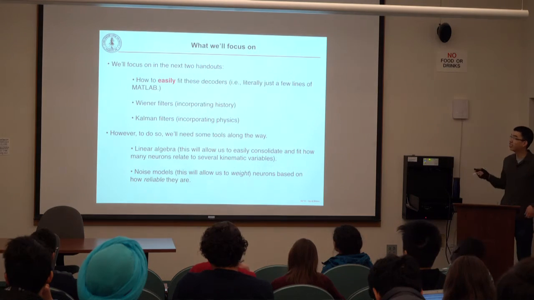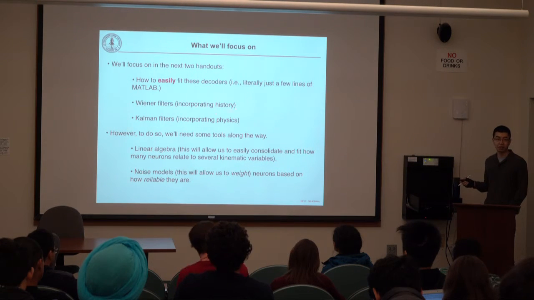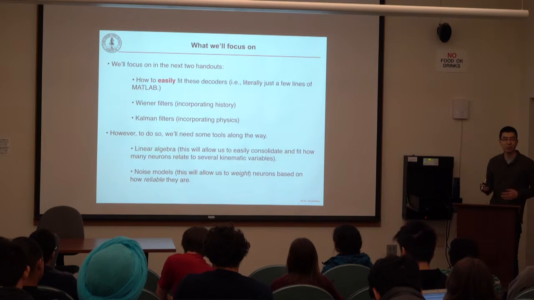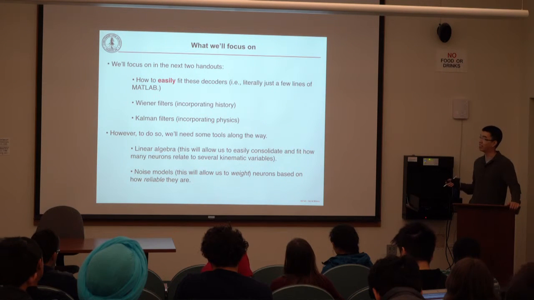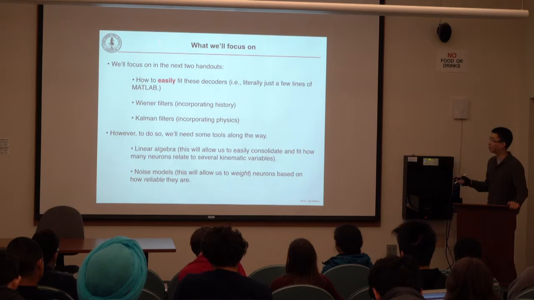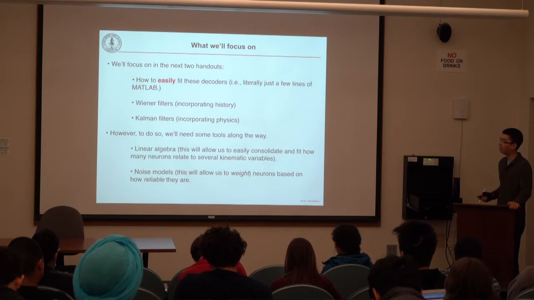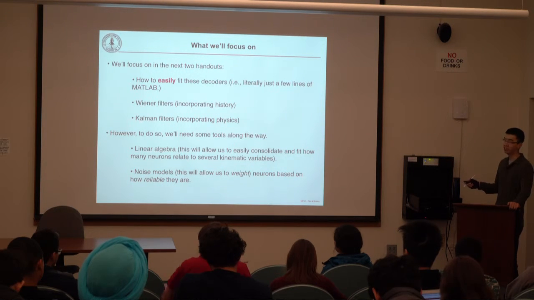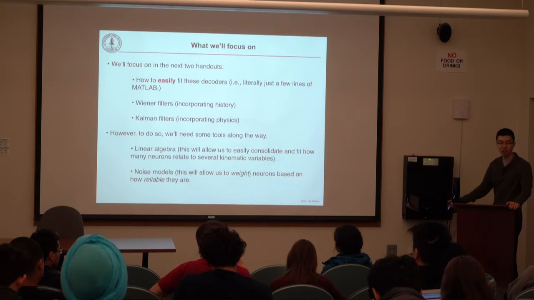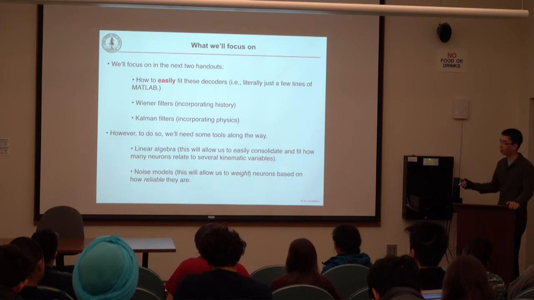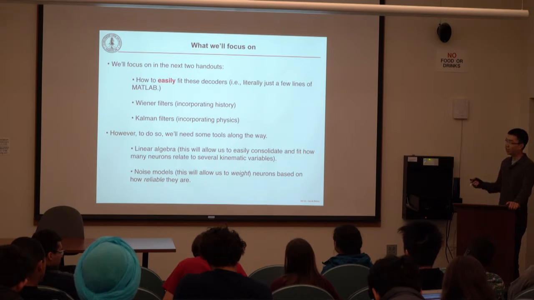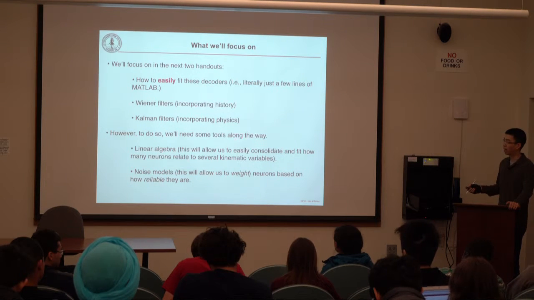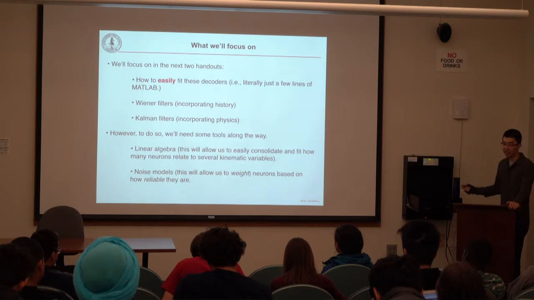All right, so the focus of these two handouts, handout number 12 and handout number 13, will be how can we easily fit these decoders? And when I say easily, I mean we're going to do it in just a few lines of MATLAB. We're going to talk about Wiener filters, as we mentioned, that incorporate history in the neural data. We'll talk about these Kalman filters, which incorporate things like inertia or the dynamics of a robotic arm. However, to do so, we're going to need some tools along the way. And so these tools include linear algebra. And so why do we use linear algebra?